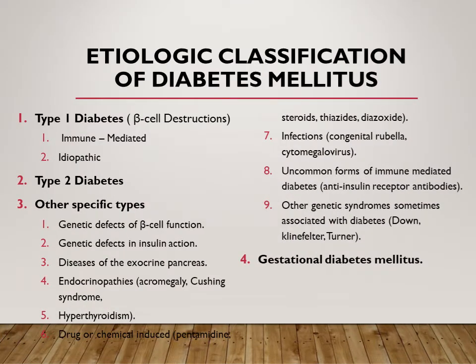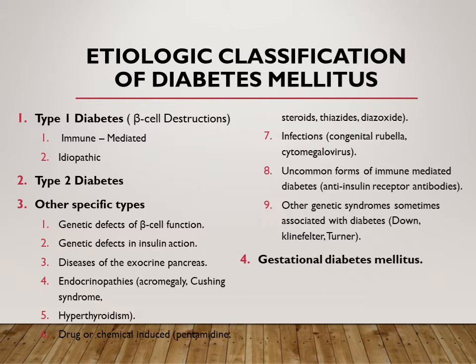On the basis of etiology, diabetes is of four types. Number one, type 1 diabetes, which occurs due to the destruction of beta cells. It is of two types: immune mediated, and the second one is idiopathic. The second is type 2 diabetes mellitus, or non-insulin dependent diabetes mellitus.